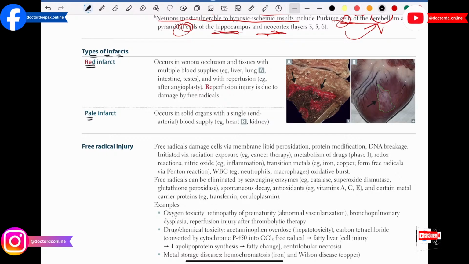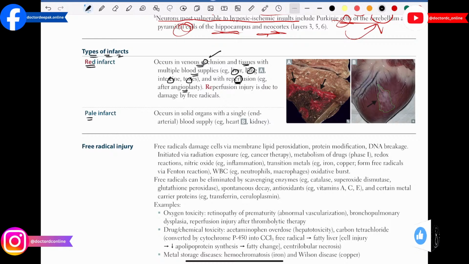First of all, red infarction occurs when there is venous occlusion in our body. Second, red infarction occurs in tissues which have multiple blood supplies, like liver, lung, intestine, and testes. And the third reason is reperfusion. So these are the three main causes which lead to red infarction. First is venous occlusion, second is tissues which have multiple blood supplies, and third is reperfusion, especially after angioplasty.